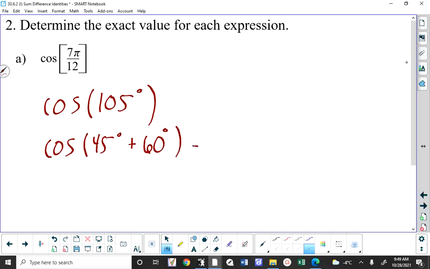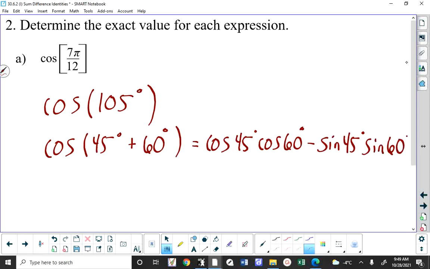Well, it's helpful because the sum identity for cosine says it's cosine of the first angle times cosine of the second angle minus sine of the first angle, sine of the second angle. And these four things, cos of 45, cos of 60, sine of 45, sine of 60, are all things that you should know the exact values of.